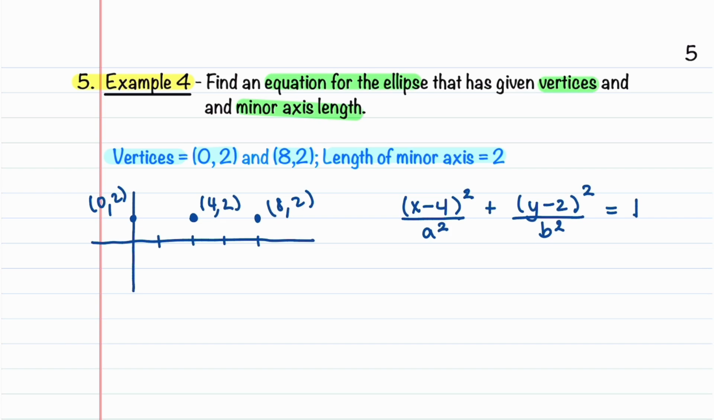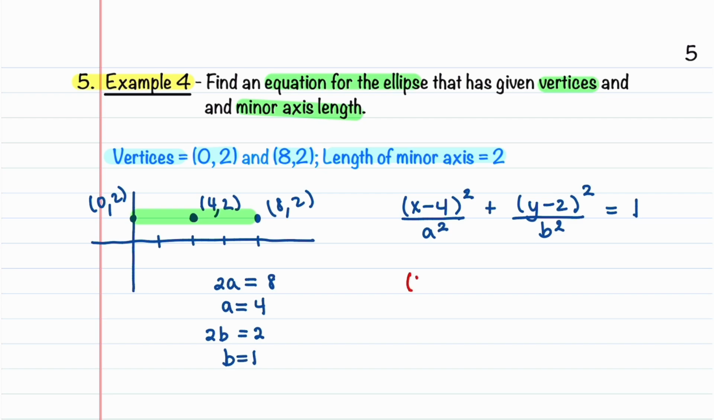The distance between our vertices is the length of our major axis, and that's equal to 2a. So we have 2a is the length of that green line, which is going to be 8. So that tells us that a is equal to 4. And then we are given the length of the minor axis, and that's equal to 2. So we know that 2b is equal to 2, so b is equal to 1. Now we can go ahead and write down our equation.